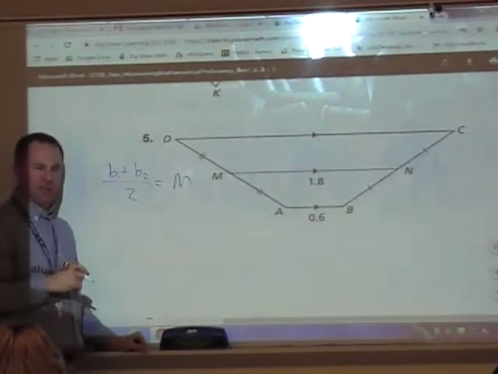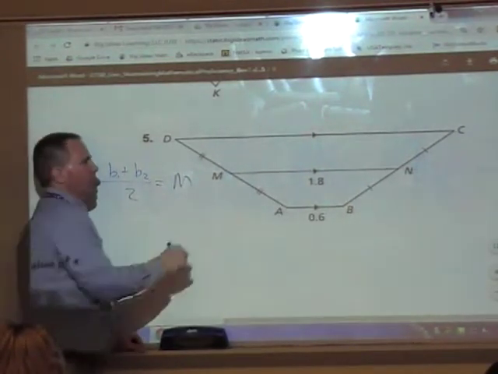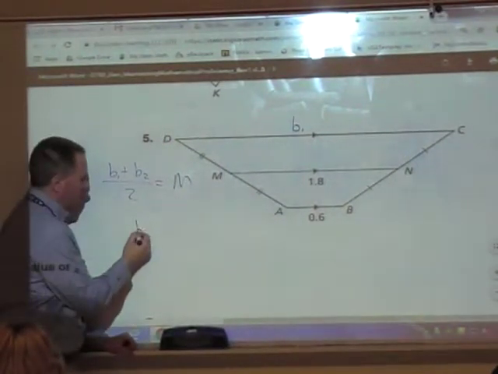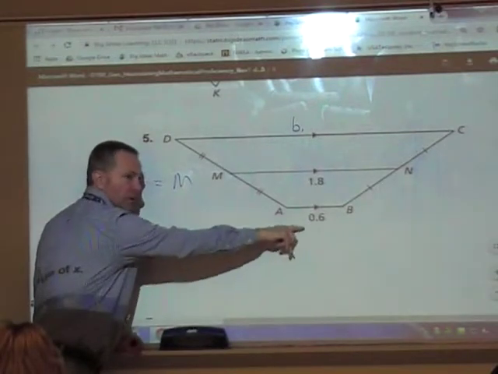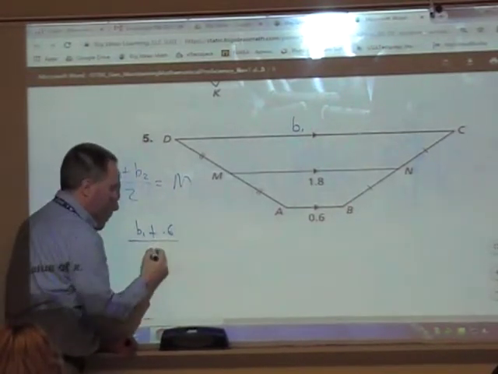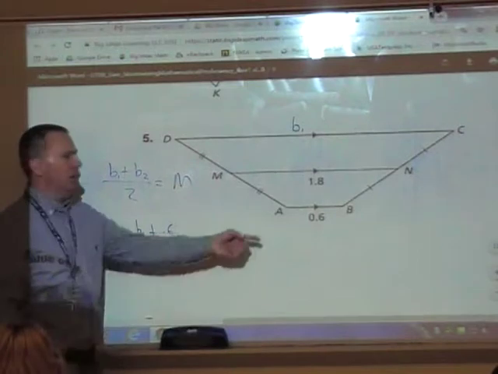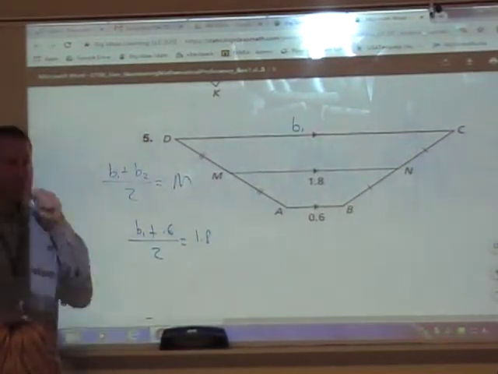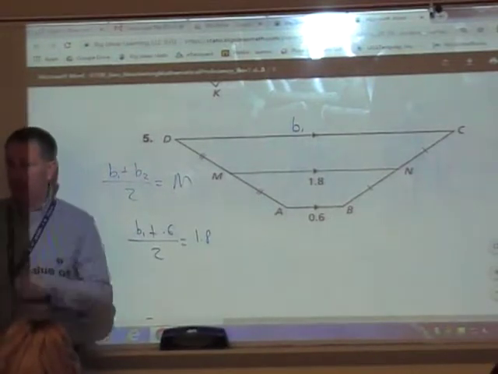So let's fill in everything we know. We'll call this base 1. Base 1 plus base 2, 0.6, divided by 2 is going to equal your mid-segment, 1.8. Write this down so you know how to do it. This is on your homework check tomorrow.